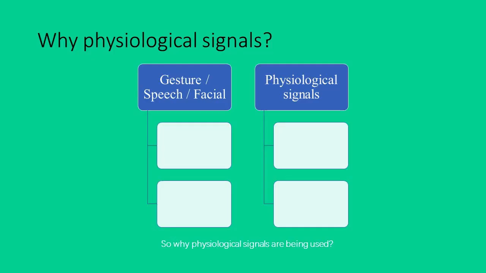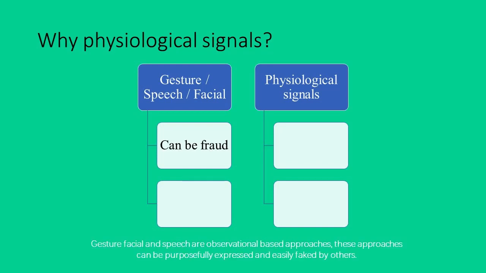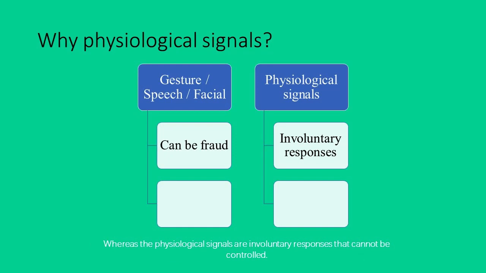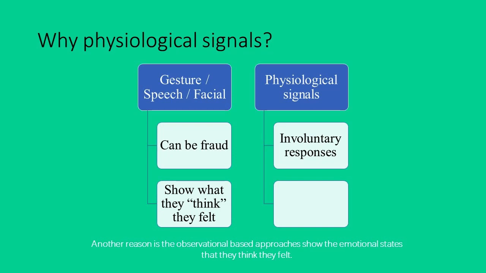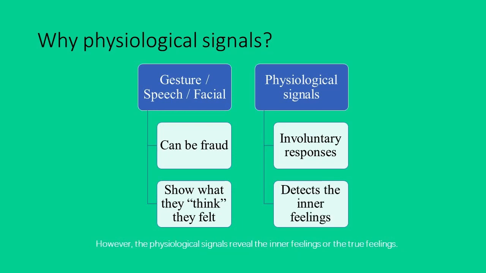So why physiological signals are being used? Gesture, facial and speech are observational-based approaches. These approaches can be purposefully expressed and easily faked by others. Whereas the physiological signals are involuntary responses that cannot be controlled. Another reason is the observational-based approaches show the emotional states that they think they felt. However, the physiological signals reveal the inner feelings or the true feelings.